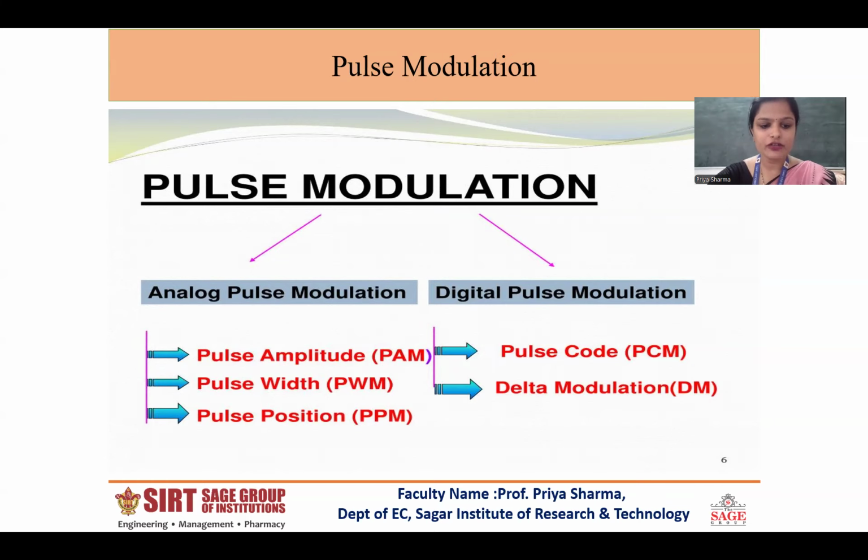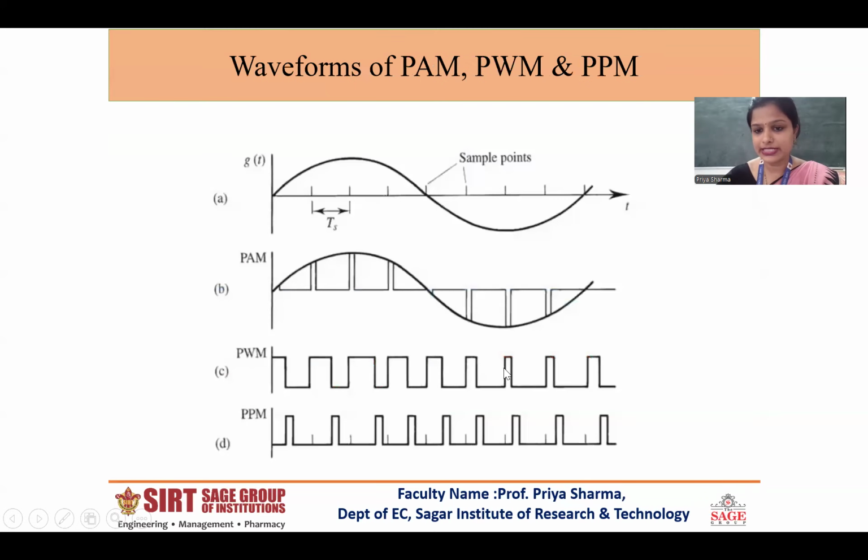The classification of pulse modulation systems is described as follows. Analog pulse modulation consists of pulse amplitude, pulse width, and pulse position modulation. And the digital modulation system consists of pulse code modulation and delta modulation. We'll cover all these in this lecture series.